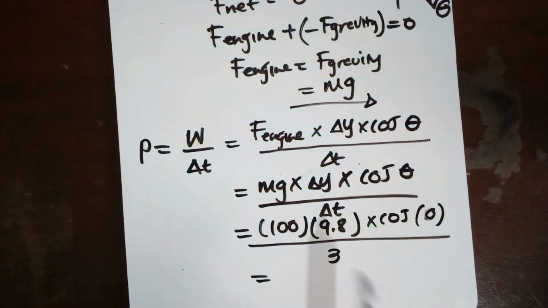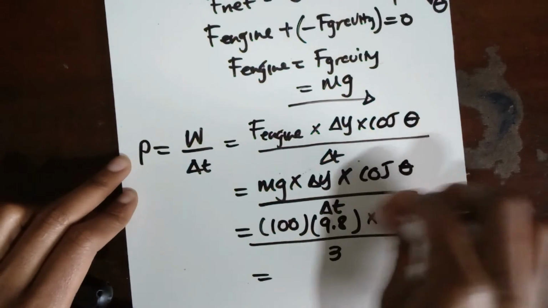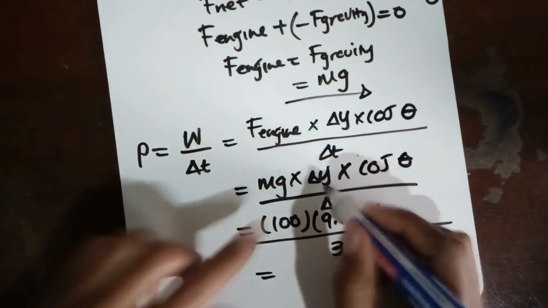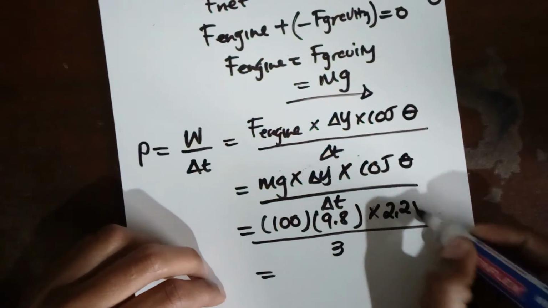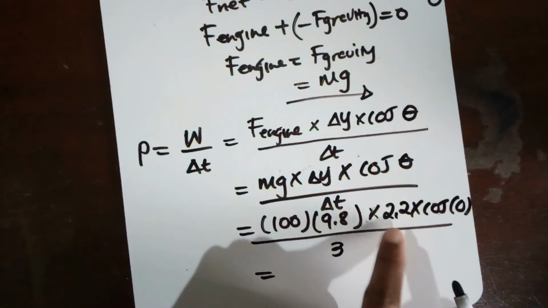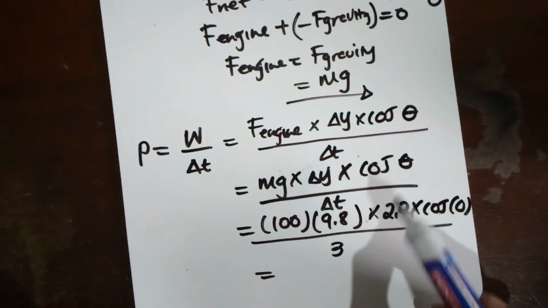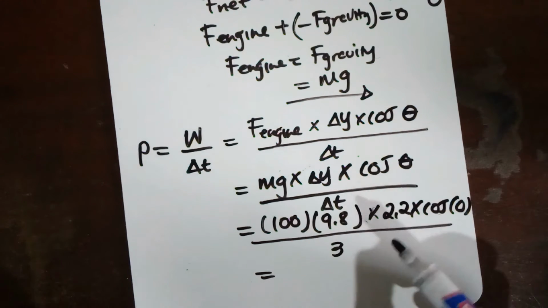So if you do this, I think you're supposed to come, I forgot something, didn't I? Don't make this mistake. So multiplied by the change in y is 2.2, multiplied by the cosine of the angle 0. So please don't make that mistake, and I seem to always forget it. So please, it's important to not make that mistake, otherwise you're gonna get a wrong answer.